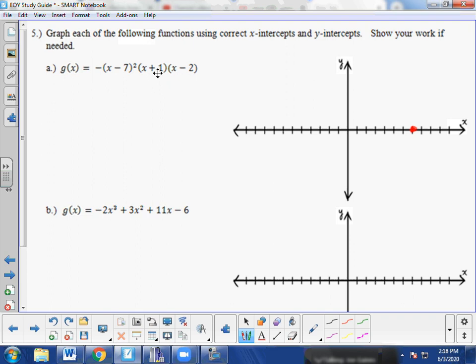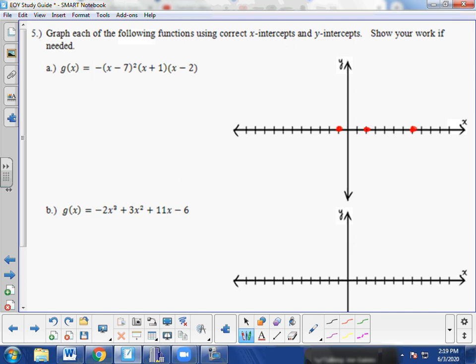Another 0 would come from x plus 1. So if I took x plus 1 and set it equal to 0, that would give me a negative 1. So x equals negative 1 is another 0. Finally, I'm going to have a 0 where x minus 2 equals 0, so at positive 2. So these are the locations where it's either going to touch or cross the x-axis.